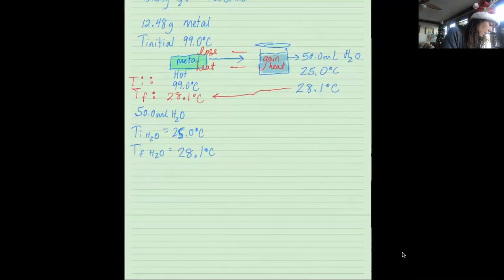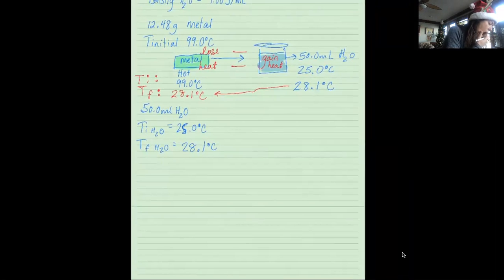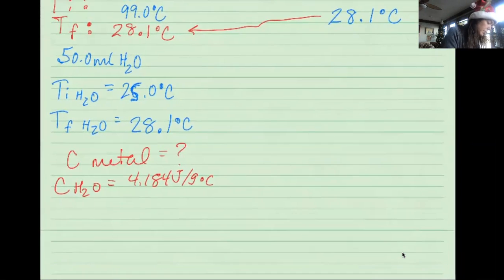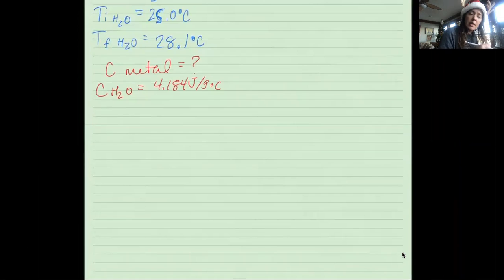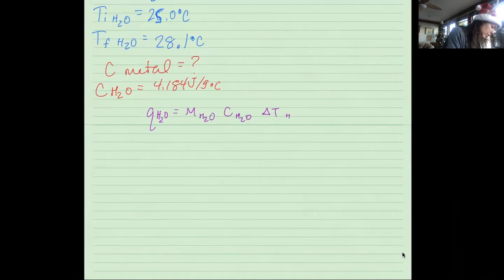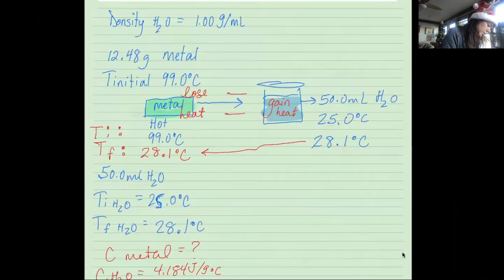So in solving this problem, I need the specific heat of the metal equals question mark. Remember, the specific heat of water is 4.184 joules per gram degrees Celsius. So what I'm going to do, as number 1 says, is calculate the heat gained by the water. And I'm going to be very particular with my labels. I want Q water. Well, that's equal to the mass of the water, the specific heat of the water, and the change in temp of the water.